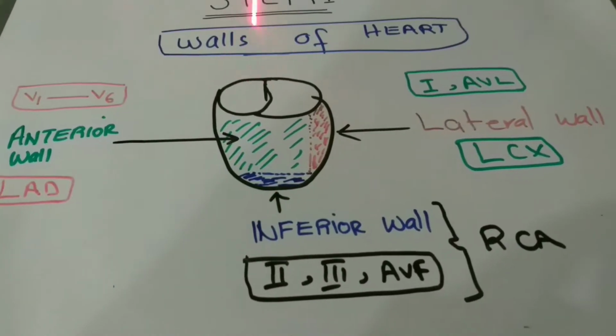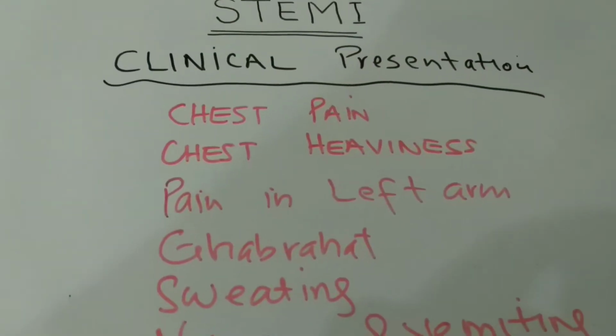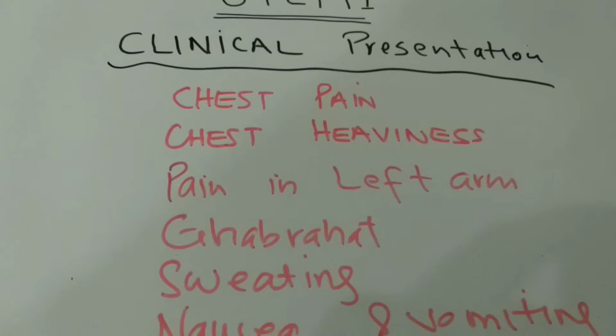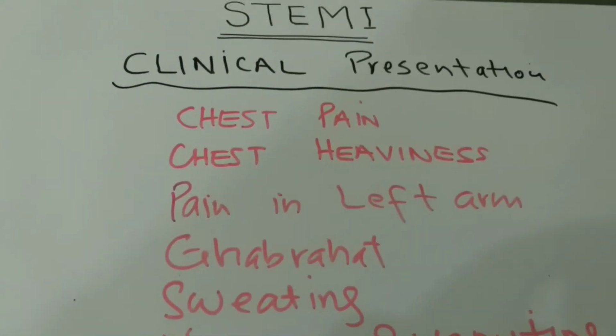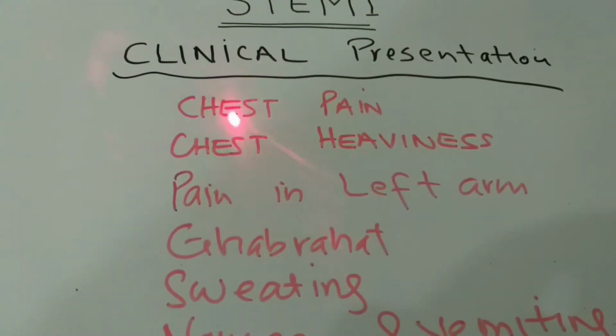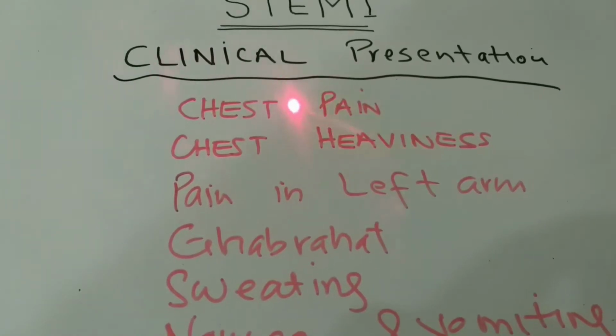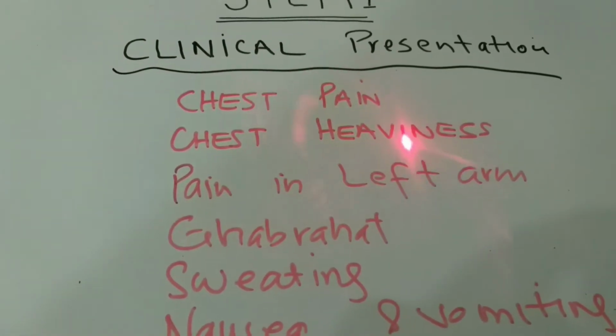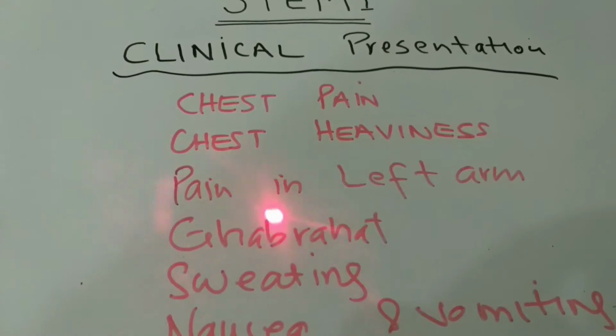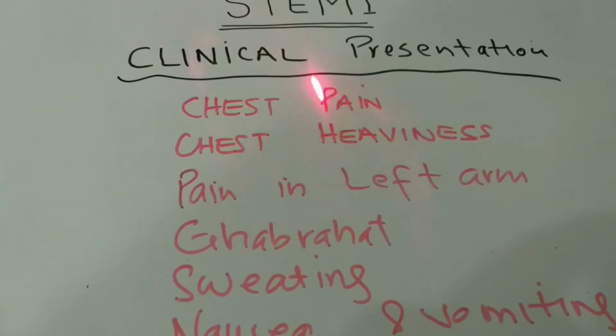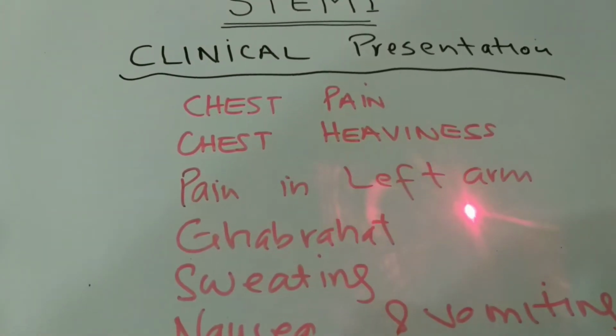So this is another important factor. Patients have the following presentation when they have acute coronary syndrome, especially ST elevation MI. They present with chest pain, mostly on the left side of the chest. There is chest heaviness. There can be pain in the left arm, or the chest pain on the left side radiates towards the left arm and the jaw.